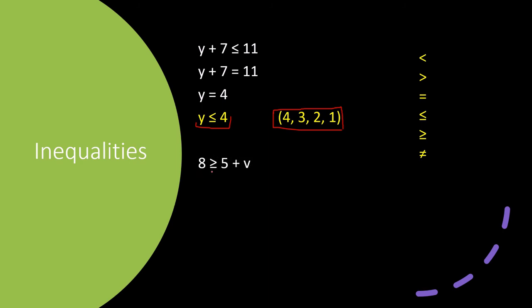I have 8 that is greater than or equal to 5 plus v. This is also a backwards inequality. Well, backwards to us for those of us who write from left to right. I'm going to rewrite my inequality with an equal sign. Okay. Find the value for v, the way we already know, and therefore 3 is going to be equal to v, or v is going to be equal to 3.